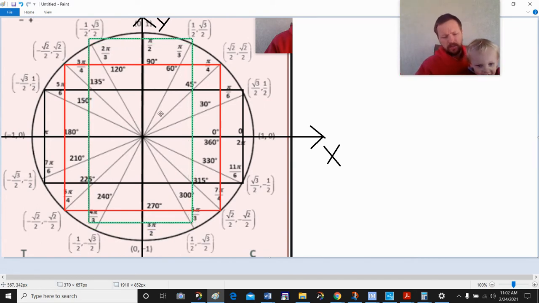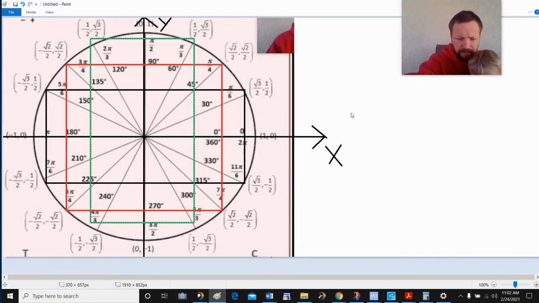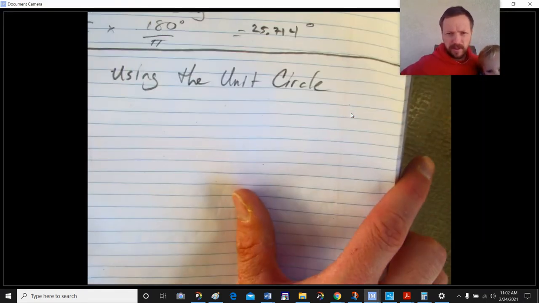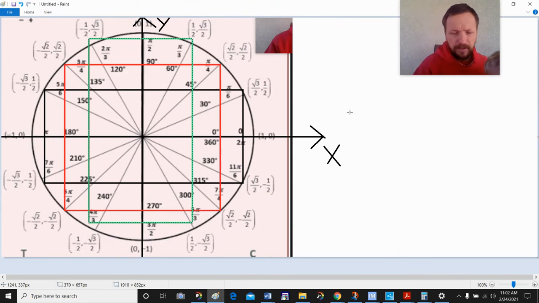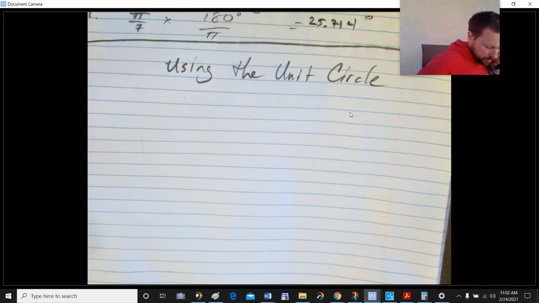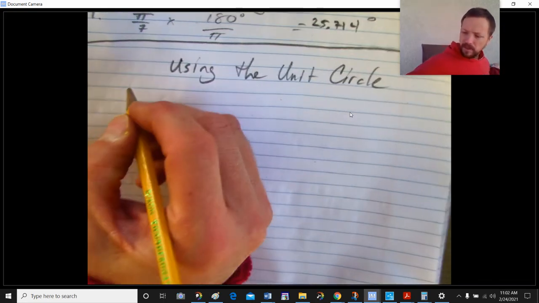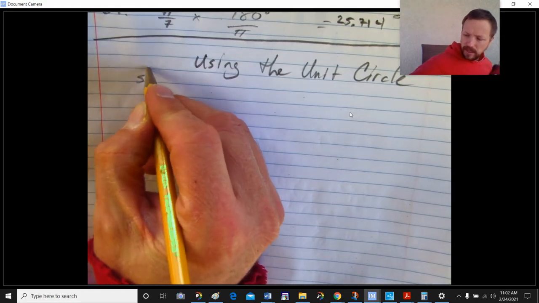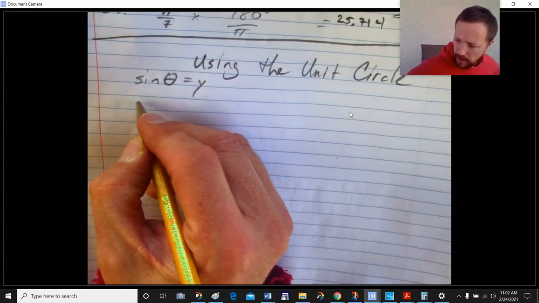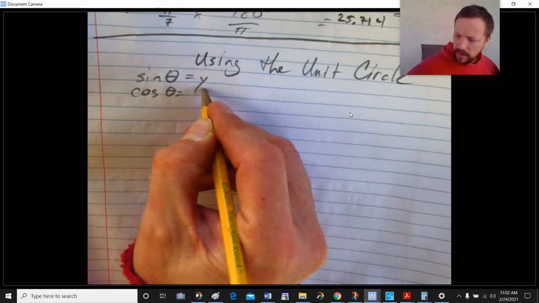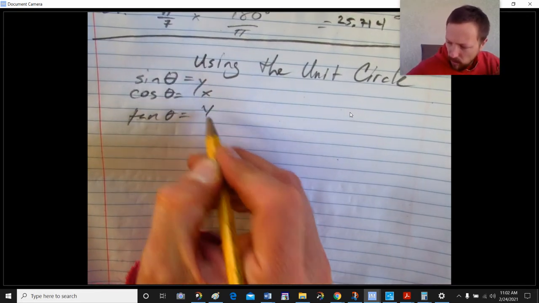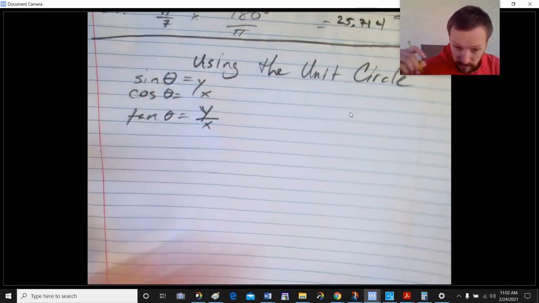Now, using the unit circle is what we're going to concentrate on now. So a few things that we need to understand about the unit circle is that, on the unit circle, sine of our angle is y, the y coordinate. Cosine of the angle is the x coordinate. Tangent of our angle is y over x because it's sine over cosine.